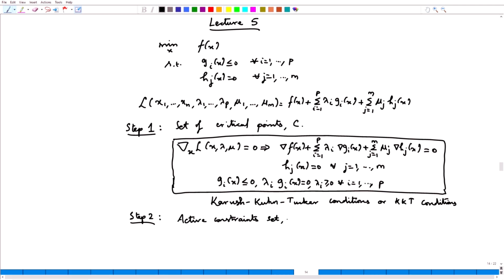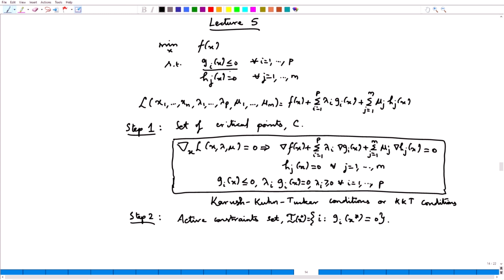Active constraint set. Let me call that I. So, that is I such that g_i of x star is equal to 0. I will also call it I of x star since it varies with respect to x star. Okay.